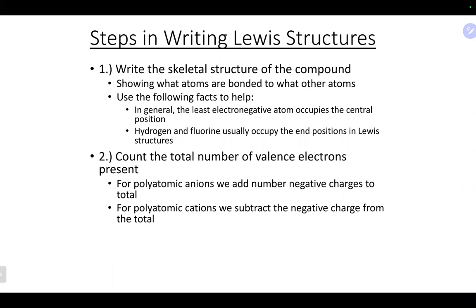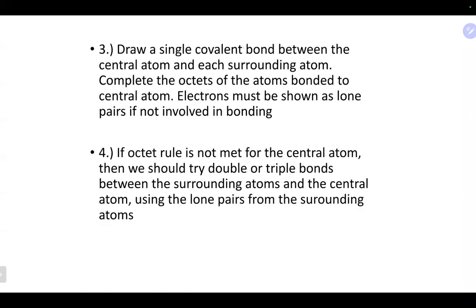If it is an ion that you're drawing, you've got to adjust your count for the charge. So if it is something that is positively charged, it has lost electrons, so you've got to subtract that off your total. Otherwise, you'll have too many. And if it's something with a negative charge, you need to add it to your total number of valence electrons. So you end up with the correct number of electrons.